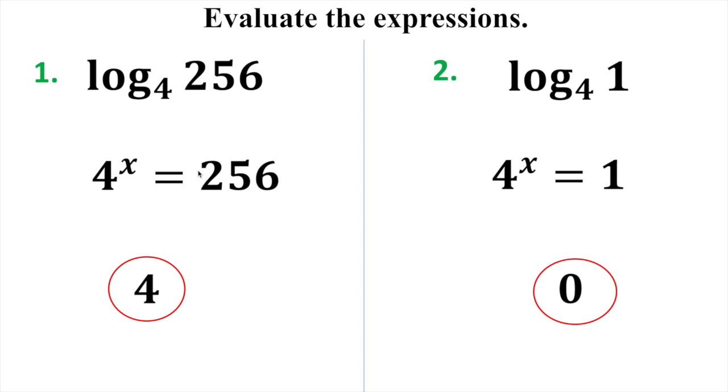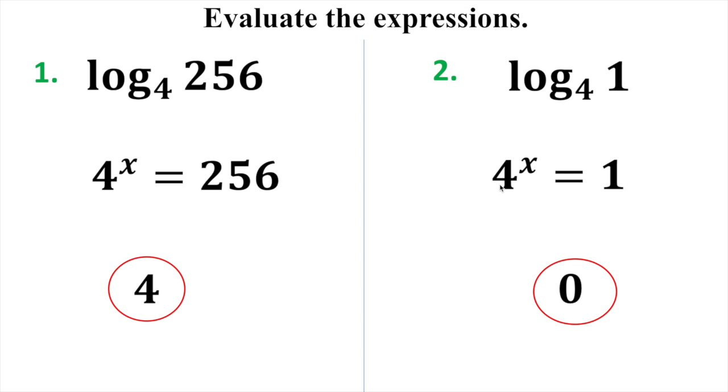Okay, so this one's kind of the same. 4 to the what power gives us 256? Hopefully you can identify that as 4. This one's an interesting one. Some of you may have forgotten. We've covered these in the past, but it's been a long time since we covered these. Anything raised to the 0 power always gives us 1. Every time it gives us 1.